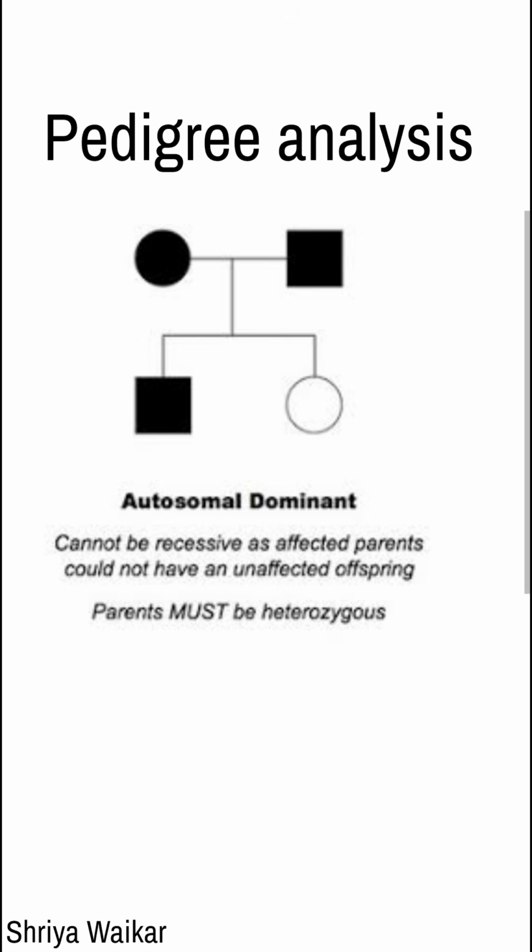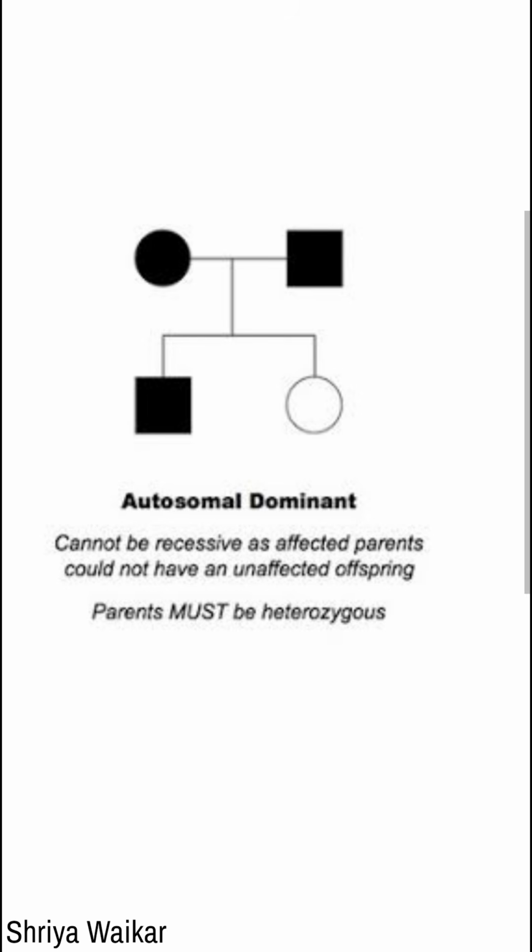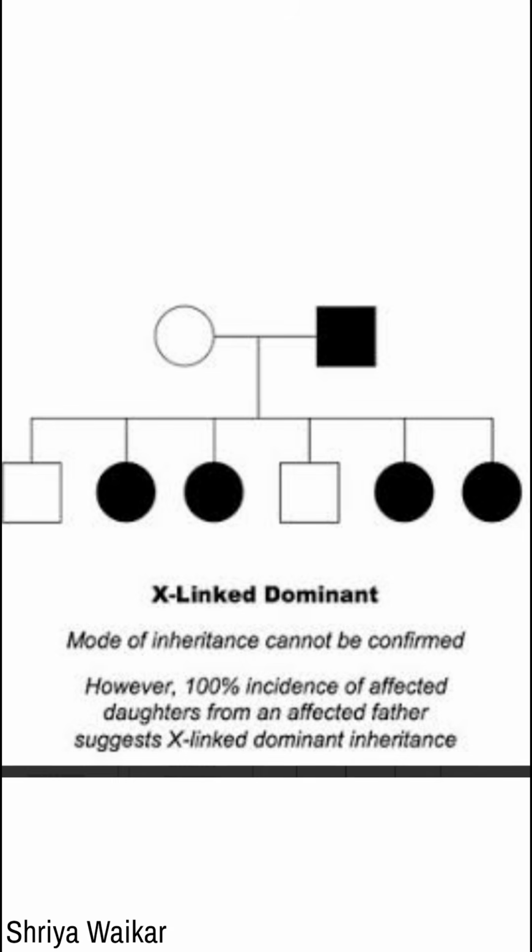In autosomal dominant inheritance, the trait appears in every generation. If the parents are affected, they will pass it on to the child. In X-linked dominant inheritance, the affected father will pass the trait to all the daughters, and all the daughters will be affected, but no son will be affected.